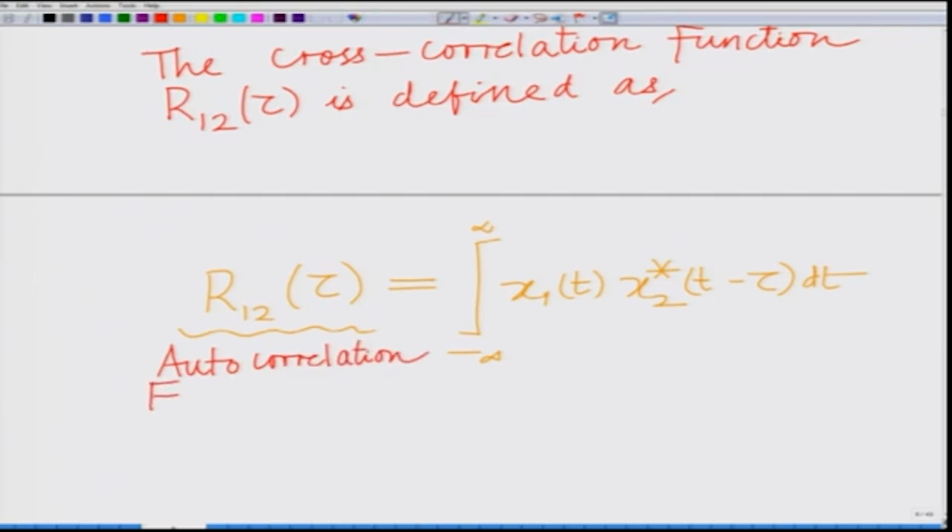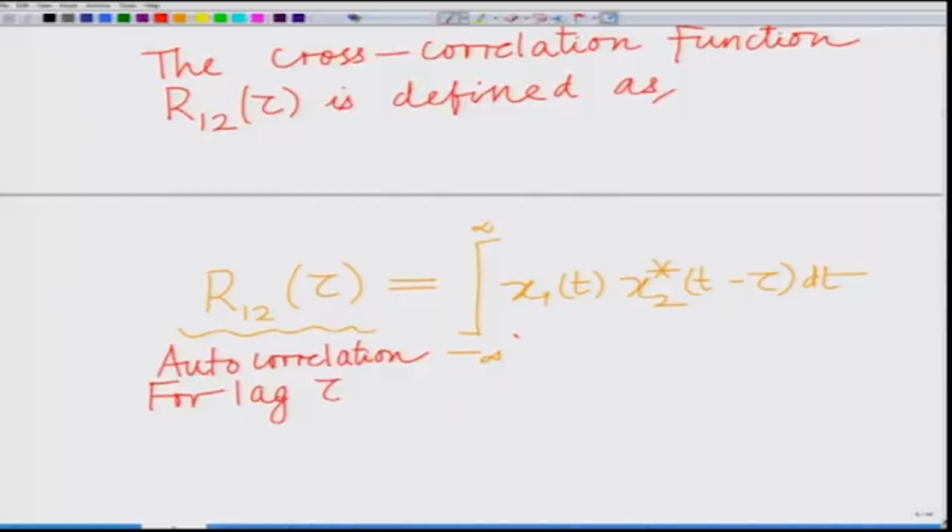For a lag tau, what we are doing is taking x1(t), multiplying it by the shifted version of x2, that is x2 conjugate (t minus tau), and integrating from minus infinity to infinity. This is a measure of the extent of similarity between x1(t) and x2(t) for the lag tau. So, it is important to know the meaning of the correlation.